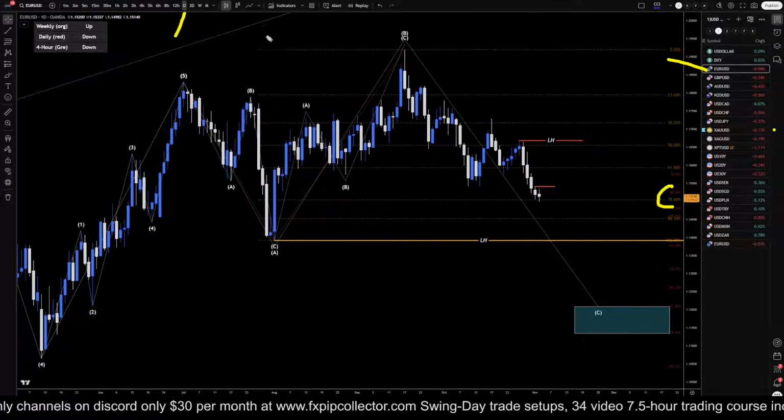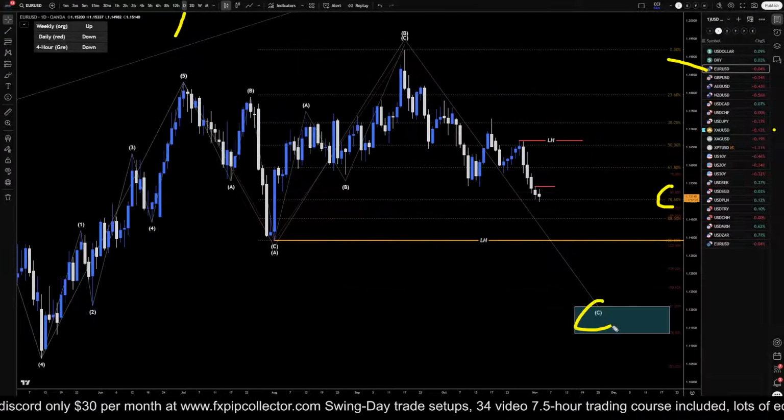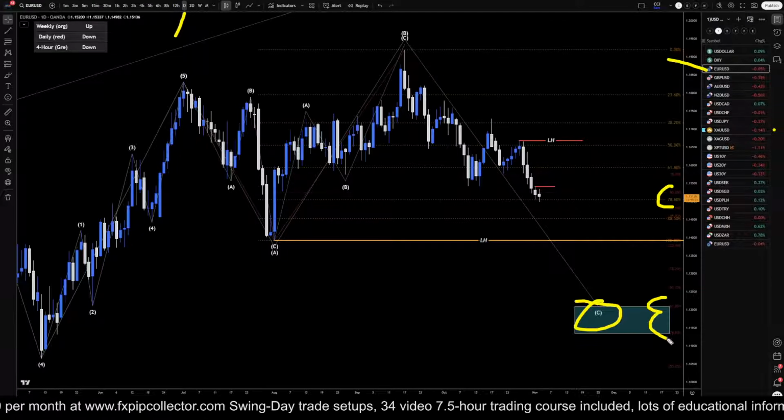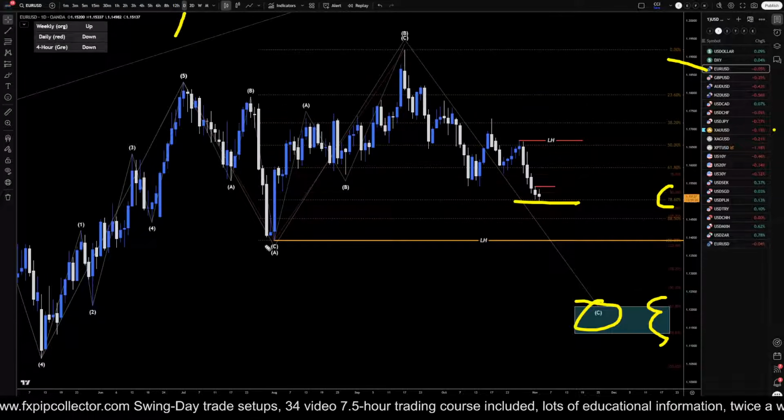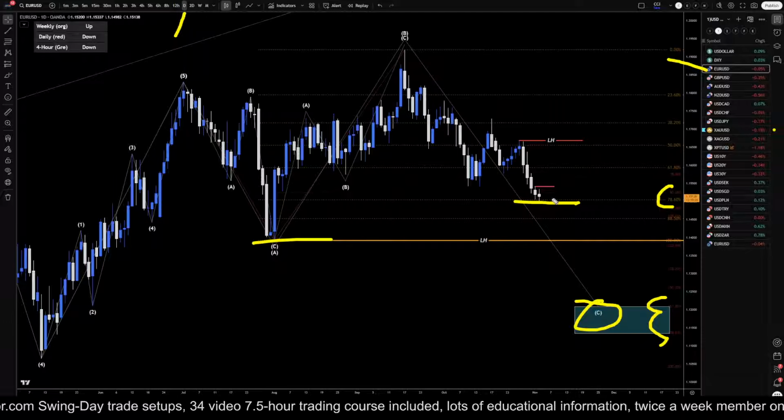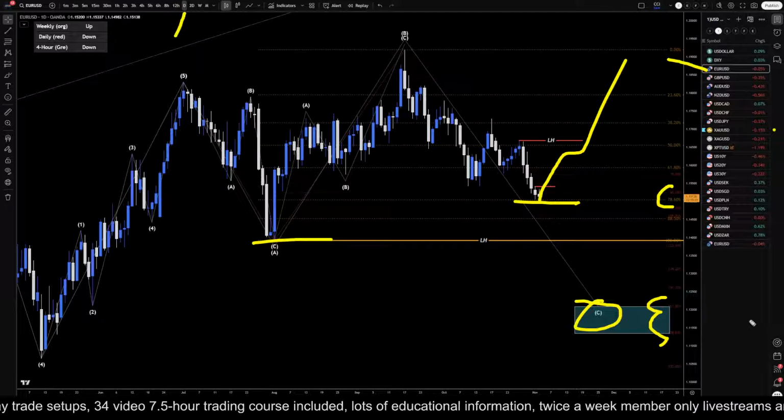If this does decide to be a running flat instead of an expanding flat, which would target this area way down here, then it could definitely make a higher low compared to the wave A. And it could turn here, it could break structure, it could start a brand new uptrend.